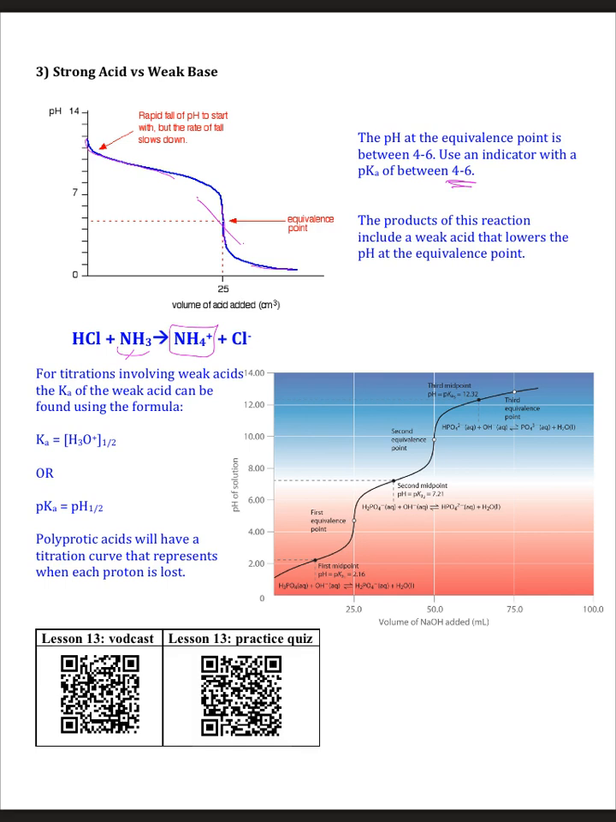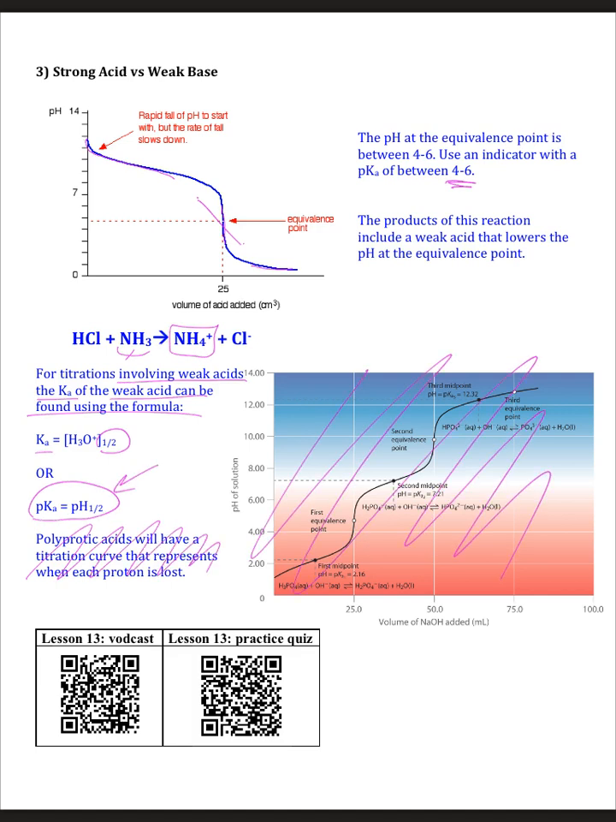Now, there's an interesting thing here. For titrations involving weak acids, the Ka of the weak acid can be found using this formula. Ka equals the concentration of H3O+ halfway to the equivalence point, or pKa equals pH at halfway to the equivalence point. Now, we'll not worry so much right now about polyprotic acids and titration curves, so for now, we'll just ignore this stuff right here.